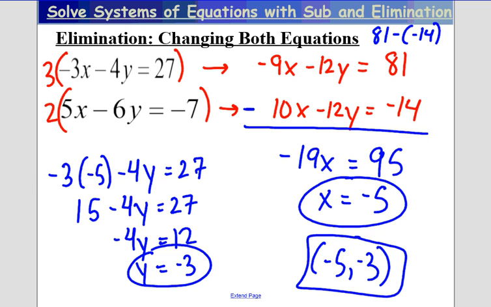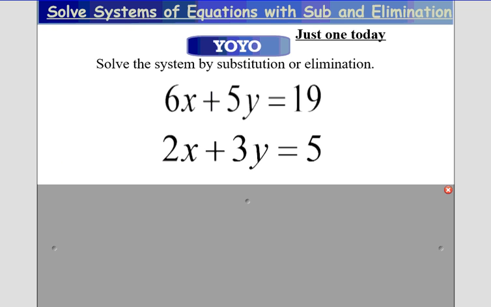Using elimination when you need to change both equations. I'm going to ask you to try just one today on the whiteboards for the yo-yo. You can solve this system by either doing substitution or elimination. One tool is going to be much easier than the other, but you choose it for you. So pause the video now for maybe 2 minutes, and unpause it once everyone has had a chance to try.